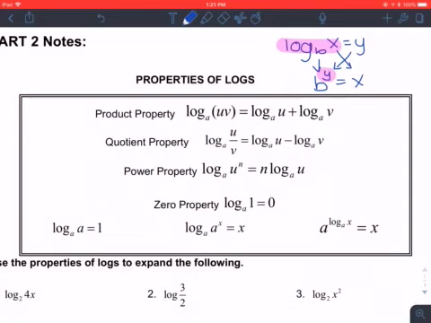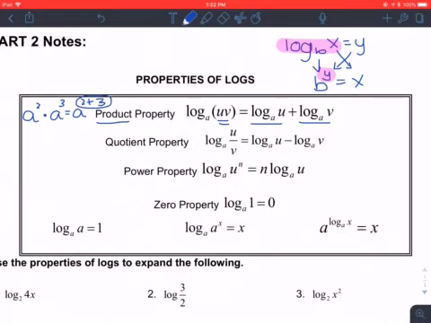Our product property says that when we are multiplying two things in our argument, so u times v, this can be rewritten as two separate logs being added. It's just like when we have our exponents with the same base, say a to the power of 2 times a to the power of 3 is a to the 2 plus 3. So we're adding our exponents when we multiply with like bases. Here, if we're multiplying, we can add our logs, since logs are the same thing as exponents.